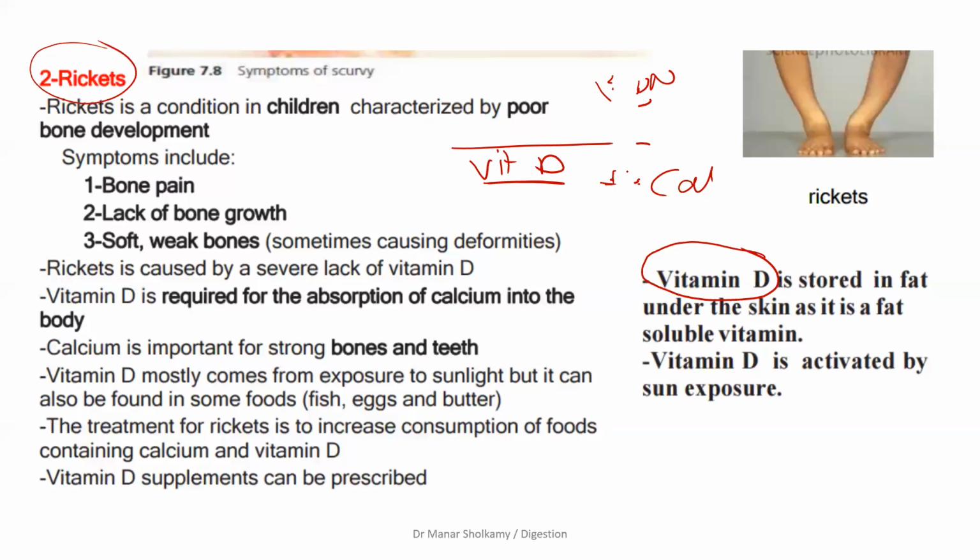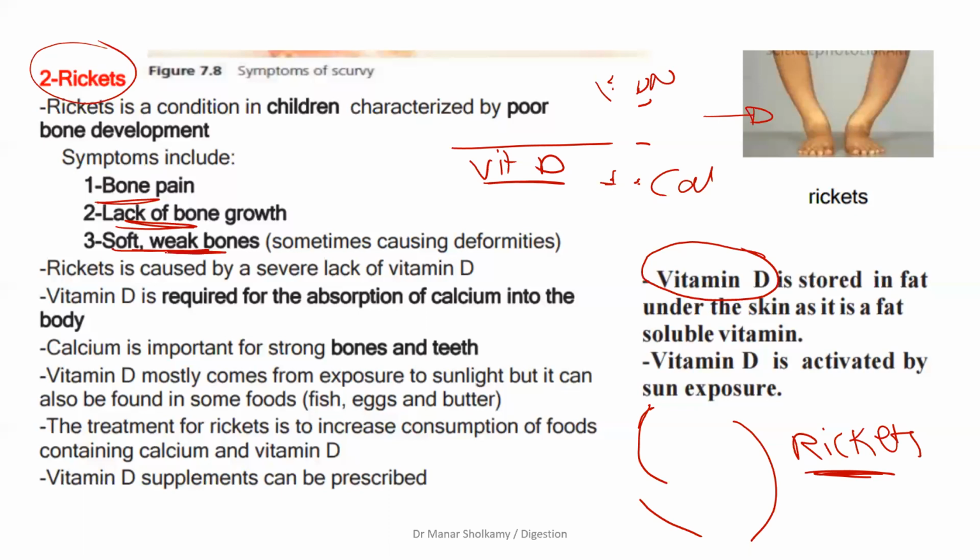Okay? When you are a child and your bones are weak, your bones will not be able to carry your weight and your legs will bend like this. And this is called rickets. And unfortunately, this disease has no cure. Okay? So the symptoms include bone pain, lack of bone growth, and soft, weak bones. Sometimes these soft bones will cause deformities, just like this picture. And for your information, rickets is a disease for children.